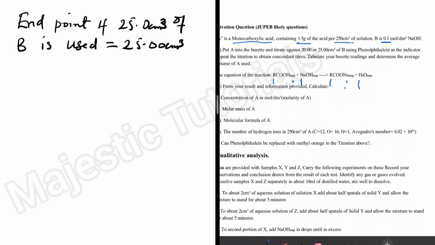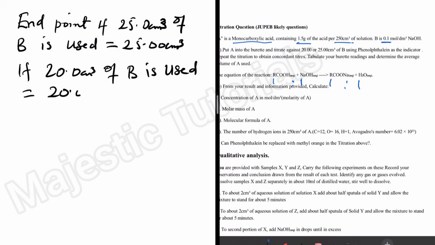So if you use 25 cm cube of B, your endpoint will be 25. If 20.0 cm cube of B is used, our endpoint will also be 20.0 cm cube. Remember, you are not restricted to get 25.0 cm cube, which means you can use 24.9, 25.10 is accepted. This is the accepted range. Then remember to keep the rules, put it in 2 decimal places.